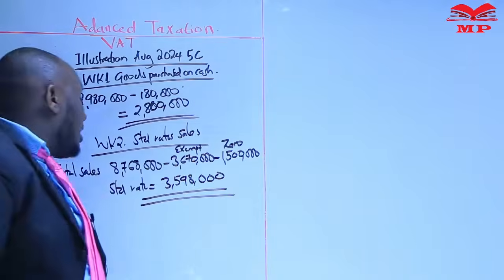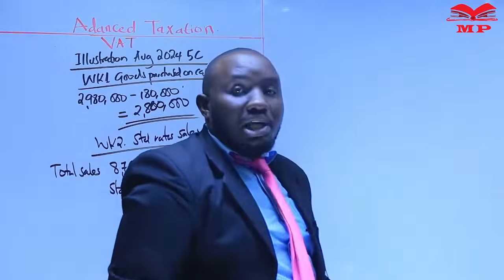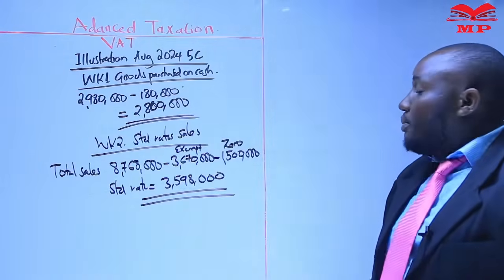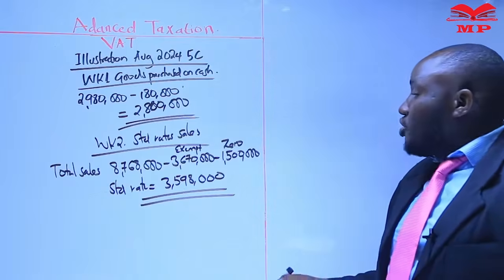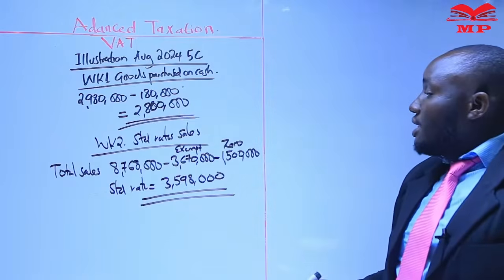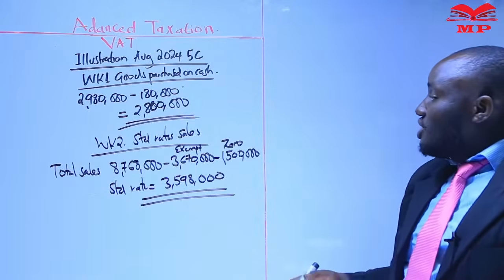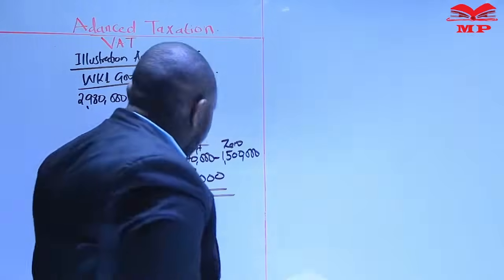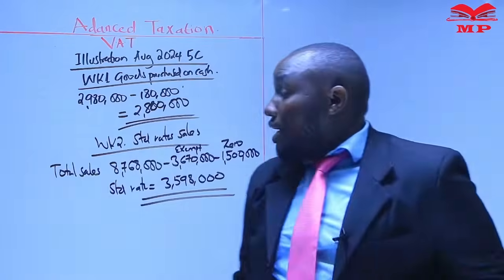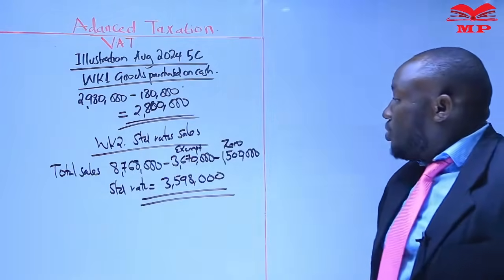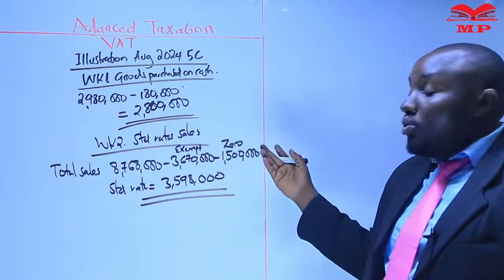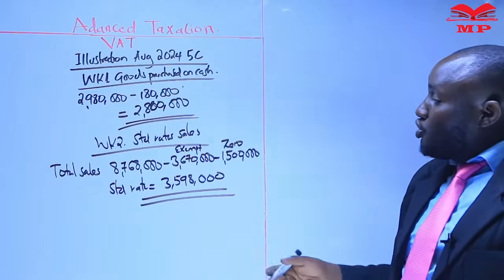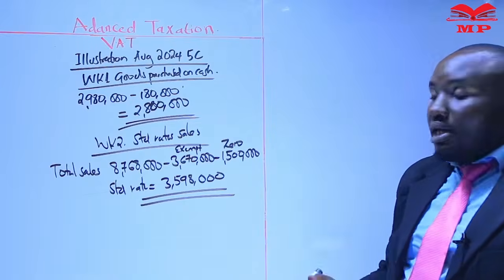We know that standard rate sales are taxable, and the zero rates are also taxable or vatable. But for zero rate, we claim VAT at 0%. Exempt sales, we do not charge VAT at all.